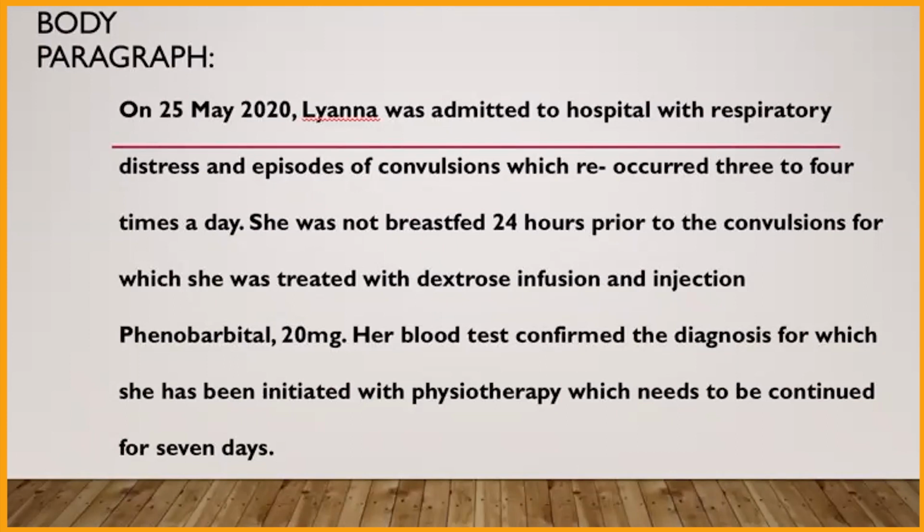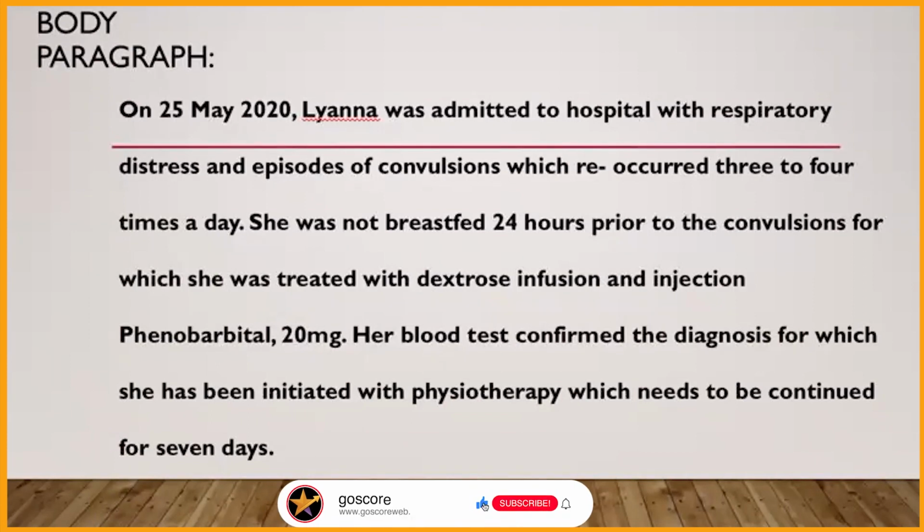Her blood test confirmed the diagnosis, for which she has been initiated. Why? Because it's been initiated since 3 days back, and it needs to be continued. She has been with physiotherapy, which needs to be continued for 7 days. Here, I have said plan. In the plan, it is clearly written that physiotherapy. Sorry, it's not physiotherapy. It is phototherapy. Phototherapy, which needs to be continued for 7 days. I have written here. Did everyone understand? Yes, ma'am.